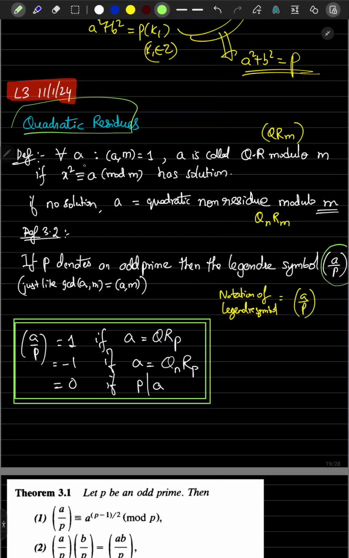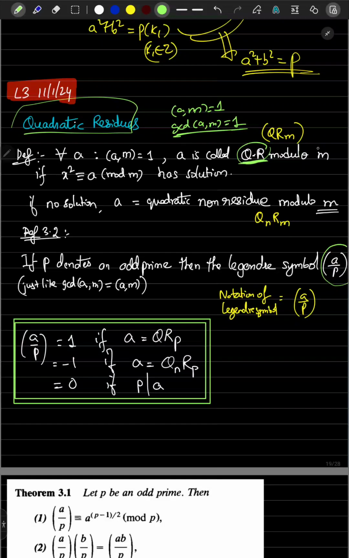Let's say a is some positive integer such that, as I previously discussed, this notation is nothing but the GCD of a comma m is 1. Just like GCD of 2 comma 3, or 2 comma 7, is 1. Like that, GCD is 1. Then we call such a a quadratic. Do you understand this meaning?